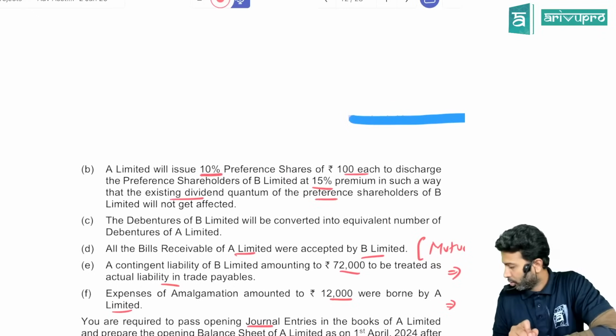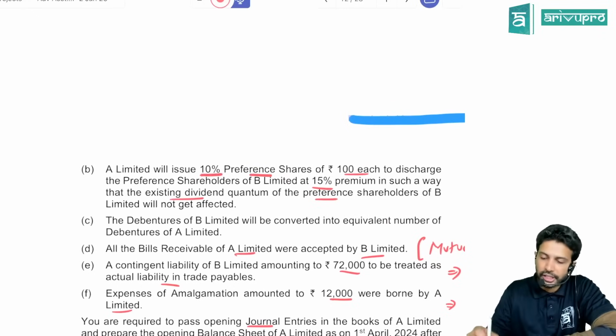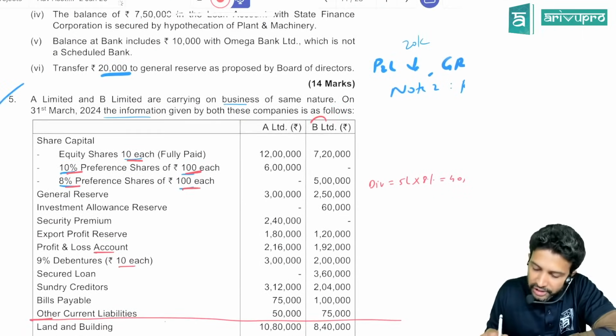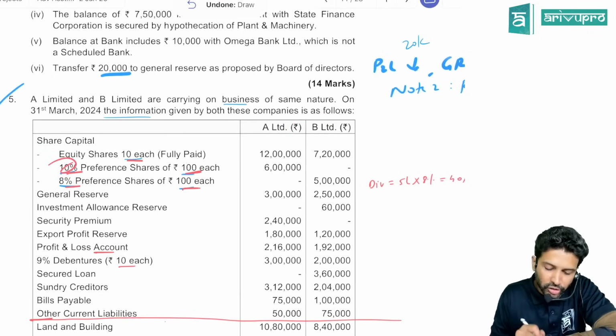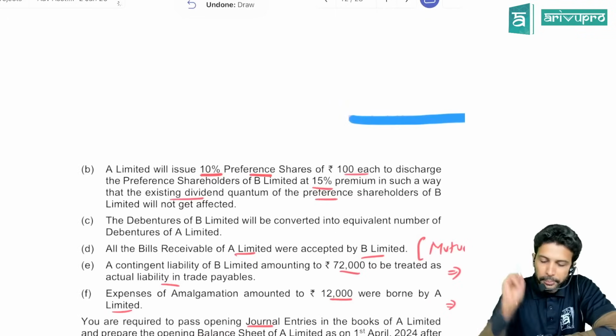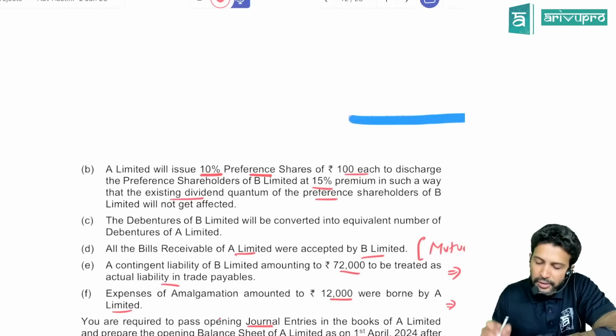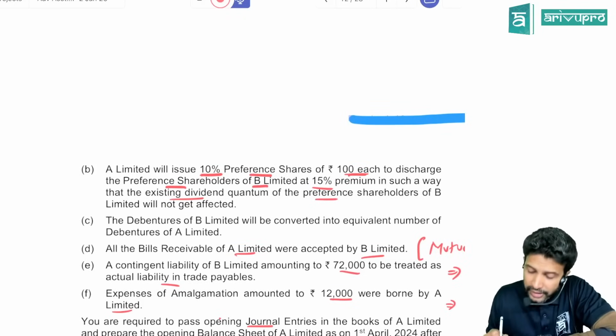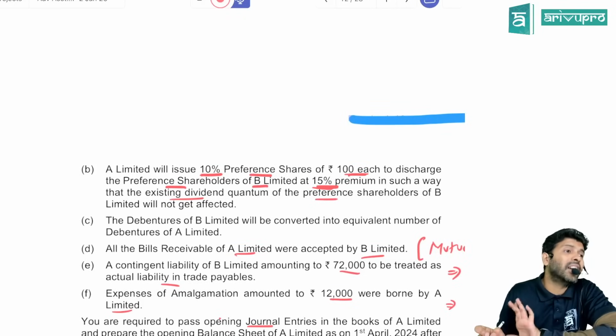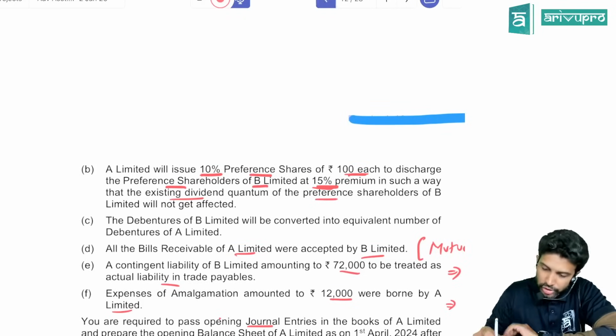A Limited will issue 10% preference shares. Stop. The selling company is B Limited. B Limited has what percentage preference shares? 8%. But is A Limited giving 8% preference shares or 10% preference shares? 10%. A Limited will issue 10% preference shares of 100 each to discharge or to settle preference shareholders of B Limited at 15% premium. Okay, now stop there.